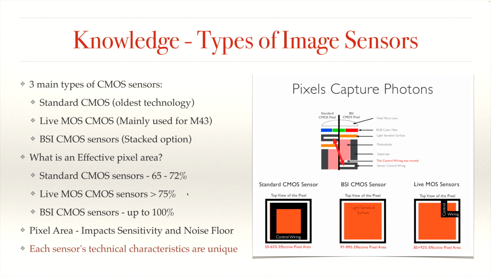Now this is interesting, because you can be comparing a Micro Four Thirds to an APS-C sensor, and if you look at the smaller effective area of the APS-C sensor, which is a bigger sensor, then the Micro Four Thirds sensor might still have the edge in terms of efficiency and a larger effective pixel area. So you cannot just say one sensor is bigger or smaller than the other. You need to look down to pixel level and really see how efficient those pixels are. Pixel area also impacts the sensitivity as well as the noise floor.